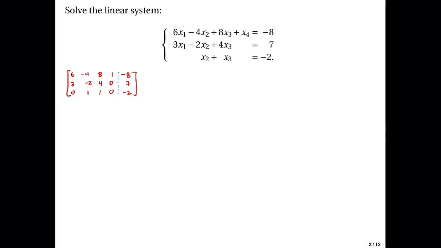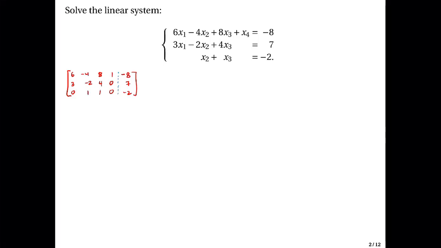So we have 6, negative 4, 8, 1, and then negative 8. And then here we have 3, negative 2, 4, 0, 7. And then we have the 0 on the third row here. We have 0, 1, 1, 0, negative 2. We want to have a leading one on the top row, leftmost entry. But we have 6 in here. We can divide by 6.